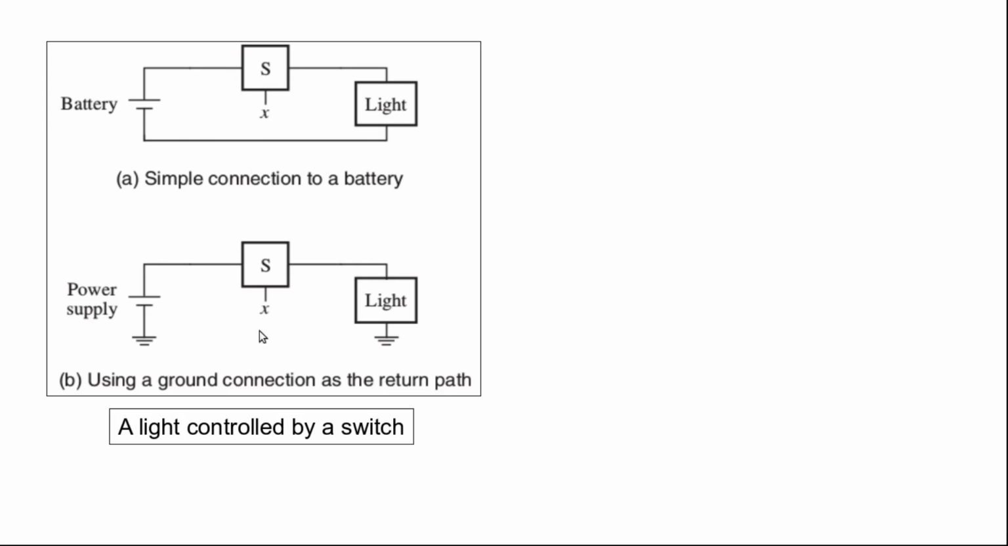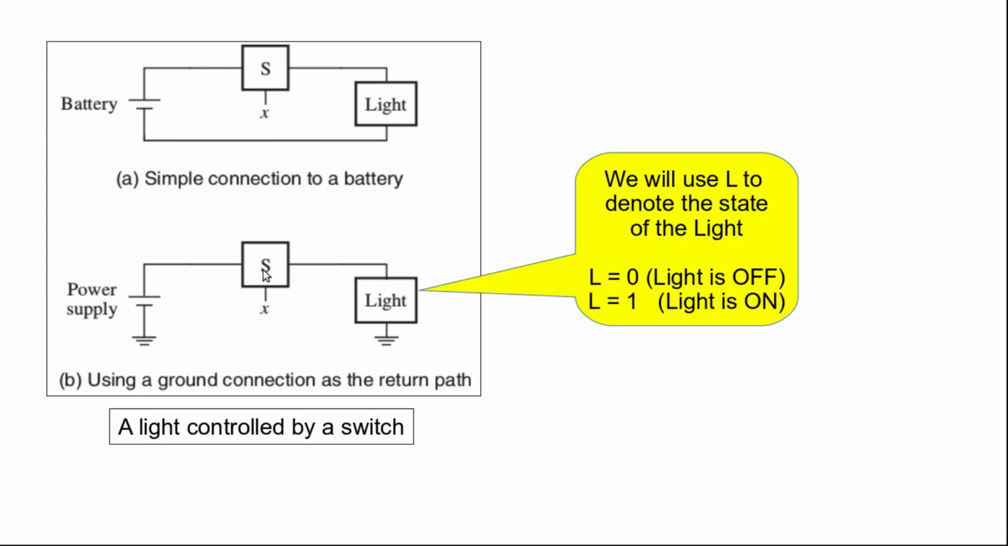It's the same diagram shown here, only that instead of a battery, we are connecting this to the ground, so the return path is through the ground. Otherwise it's the same circuit where we are controlling the light using the switch. Now let us add one more thing.